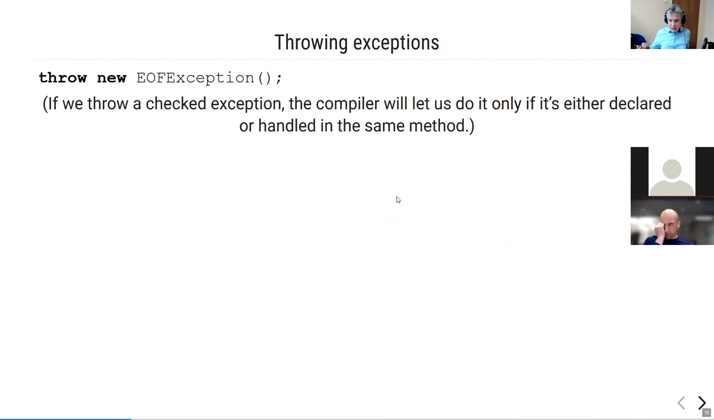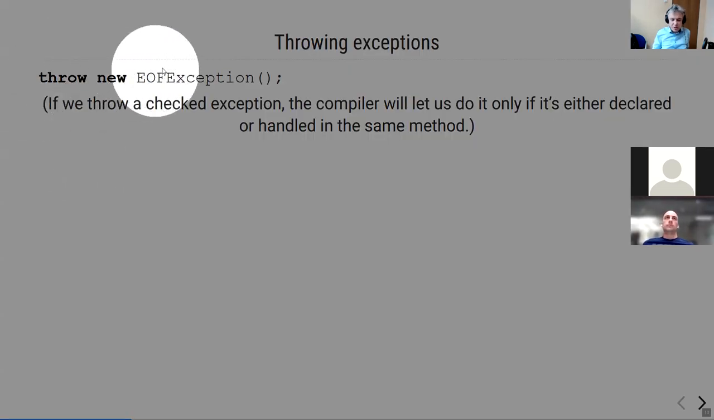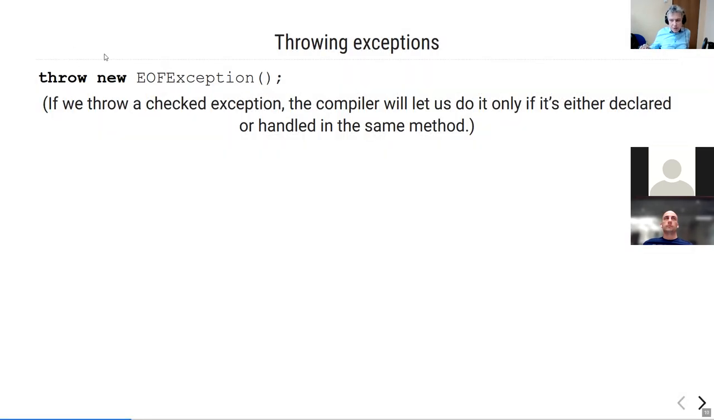How can we throw an exception? Just using the throw operator. We're creating an exception as any other object, and then we call throw. And what happens then? We're exiting this method, and we're exiting all the other methods until the exception is caught. If there is no code to catch this exception, the program will finish.